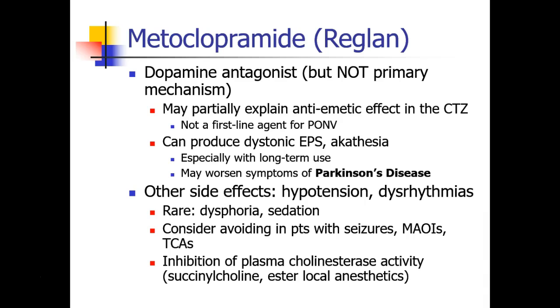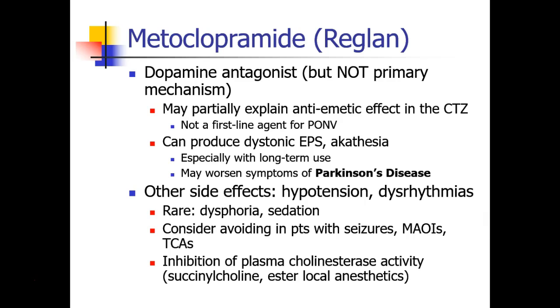Metoclopramide is also a dopamine antagonist. Now, this isn't its primary mechanism of action, but it may partially explain why Reglan has an antiemetic effect. It's no longer used as a first-line agent for postoperative nausea and vomiting. Because of its dopamine antagonist properties, metoclopramide can produce dystonic extrapyramidal symptoms or akathisia, especially with long-term use, and it may worsen the symptoms of Parkinson's disease.